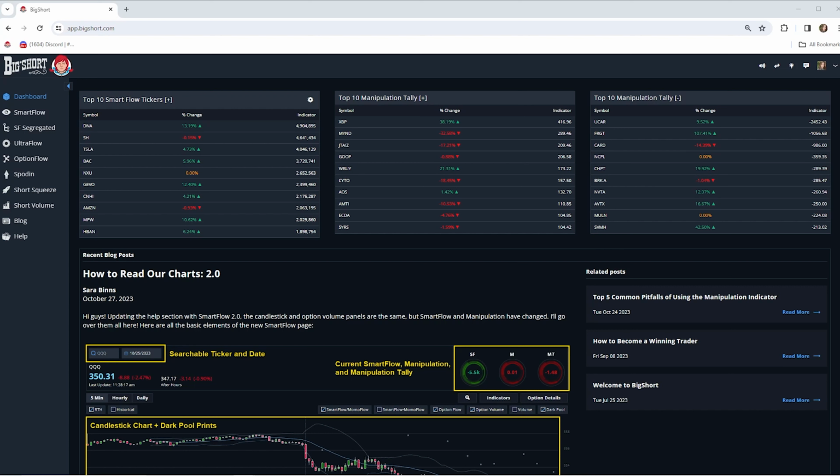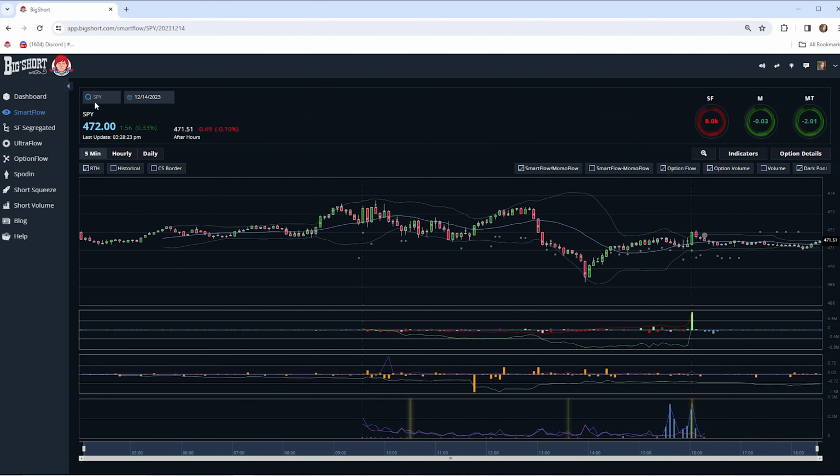I wanted to give you a walkthrough of how to read our charts. So let's start by taking a look at SPY. You can type in any symbol and date here, and we have charts going back 4 years for every ticker on the NYSE and NASDAQ.